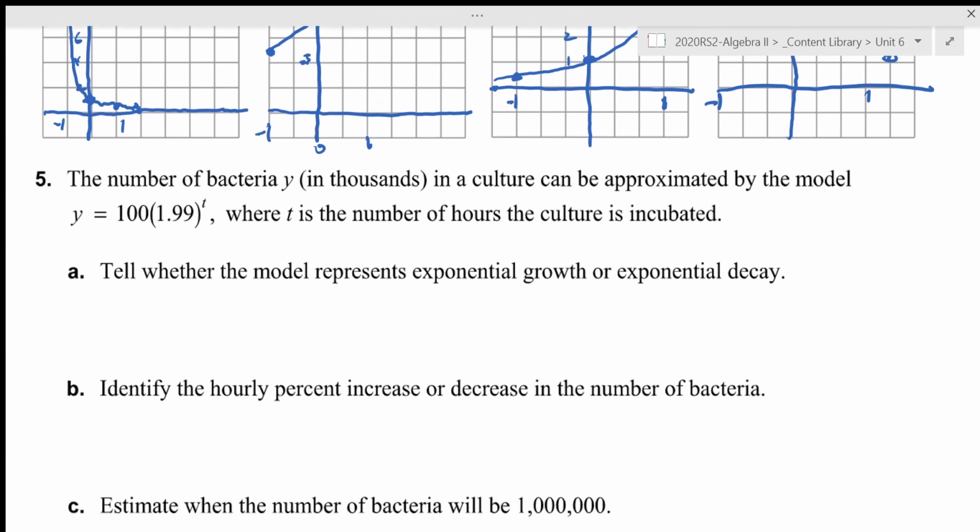So the number of bacteria Y in thousands in a culture can be approximated by the model Y equals 100 times 1.99 to the power of T, where T is the number of hours the culture is incubated. Now tell whether the model represents exponential growth or decay. Well, we know that 1.99 is bigger than 1. So this is a growth function.